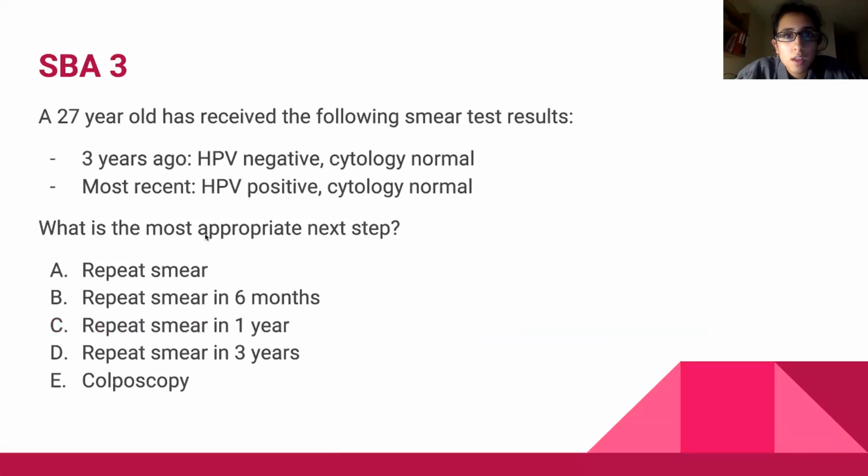Right, so this question is testing your knowledge of the cervical smear testing program. So if you could pop your answers in, we'll give about 20 seconds as we are running a bit short on time.